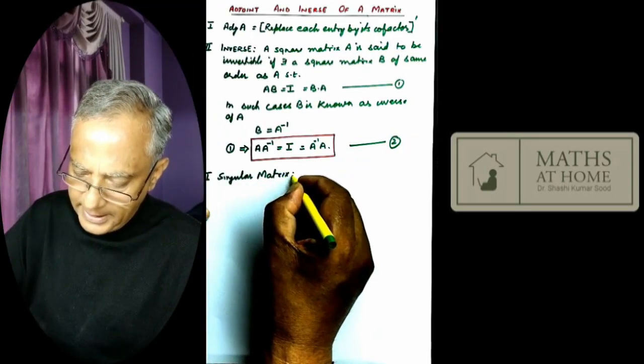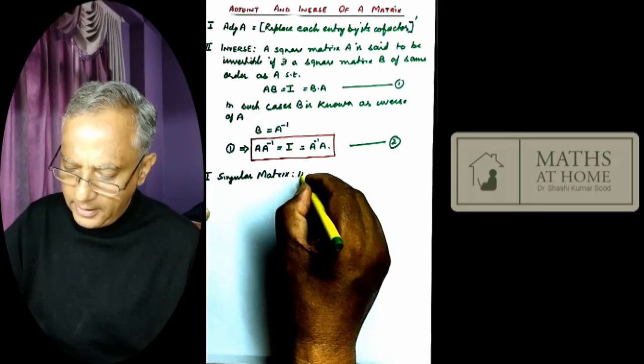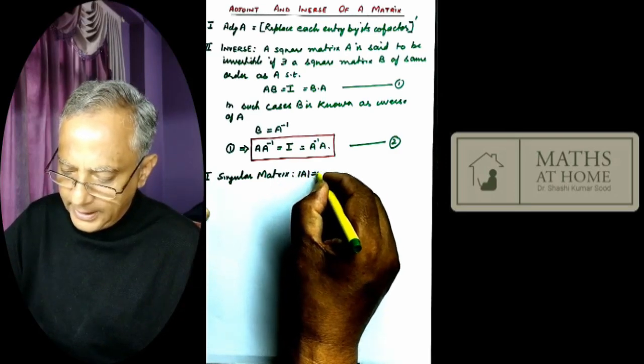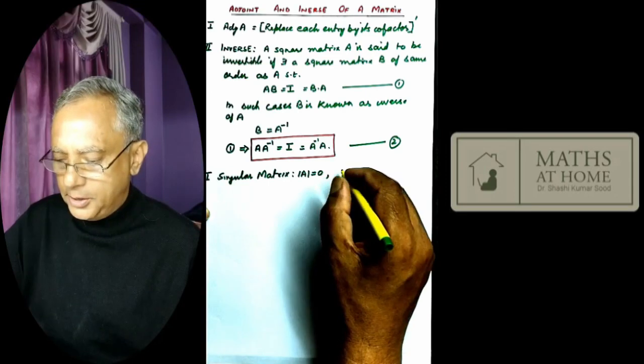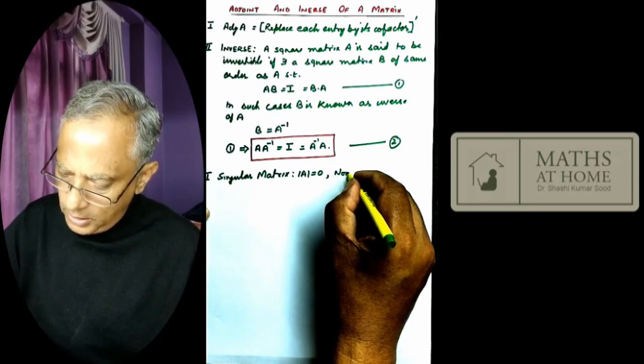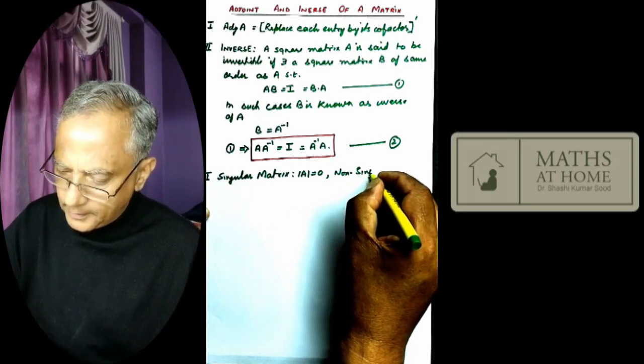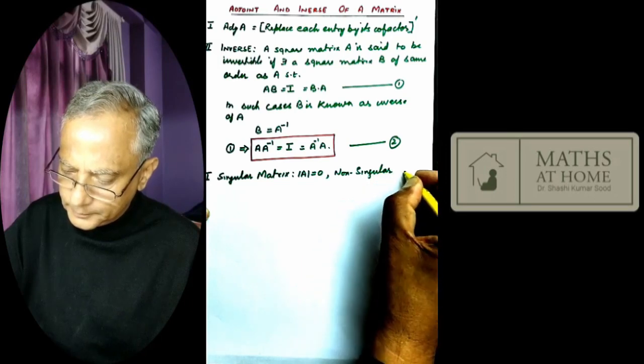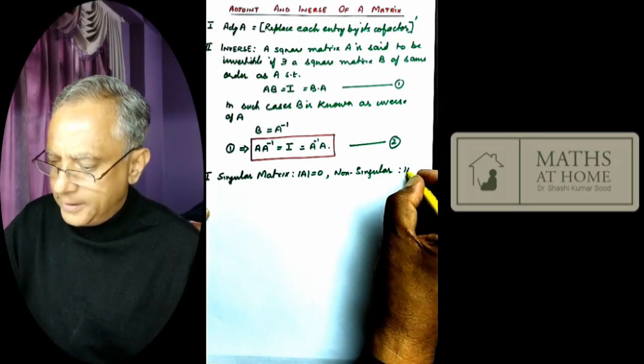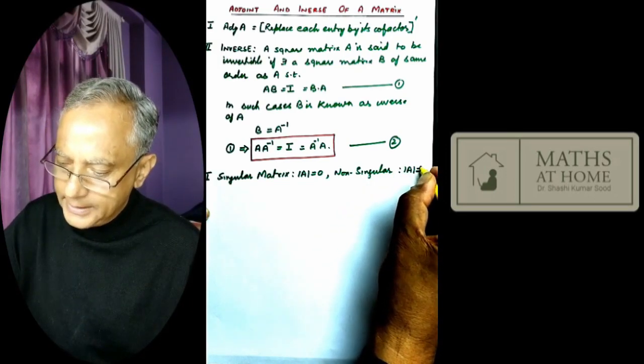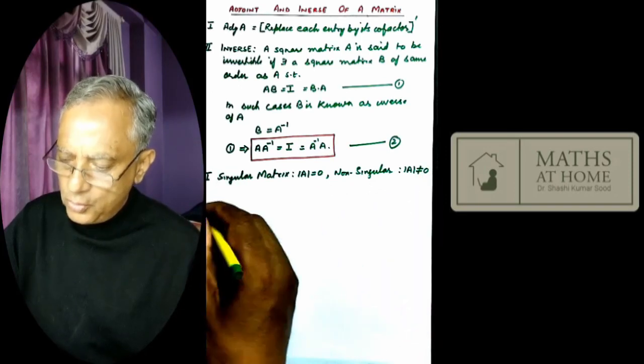A matrix A is said to be singular if the determinant of A is equal to 0, and non-singular if the determinant of A is not equal to 0.